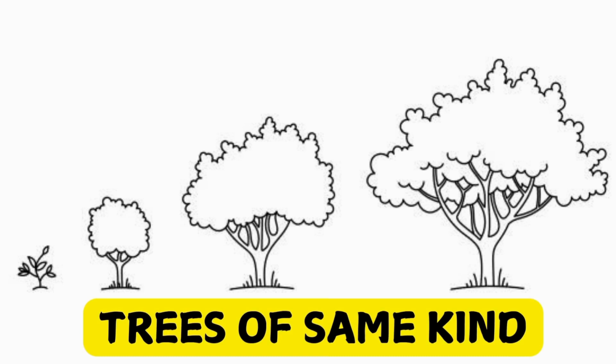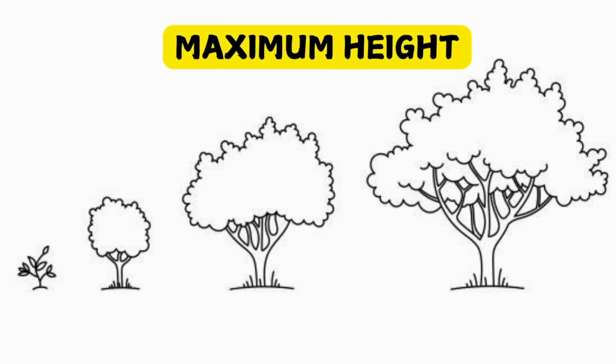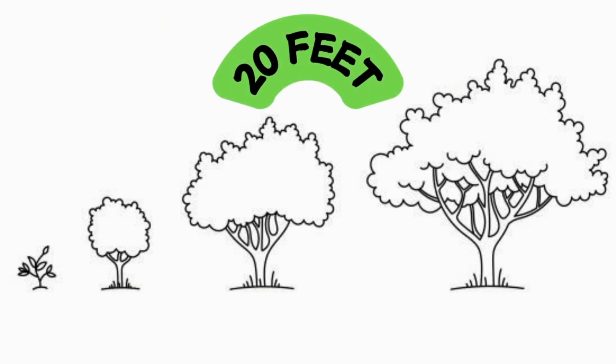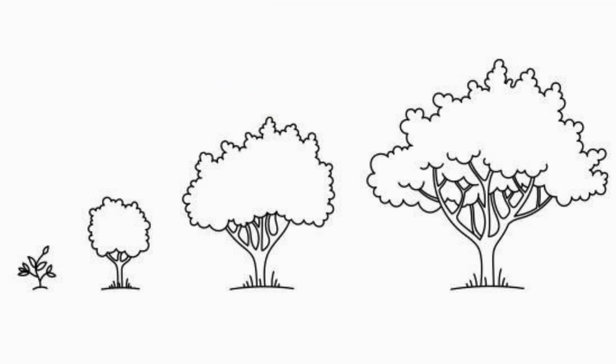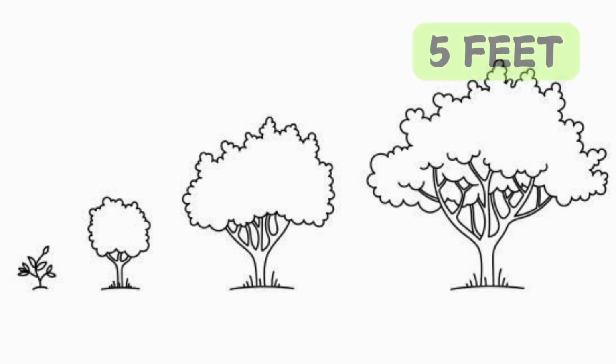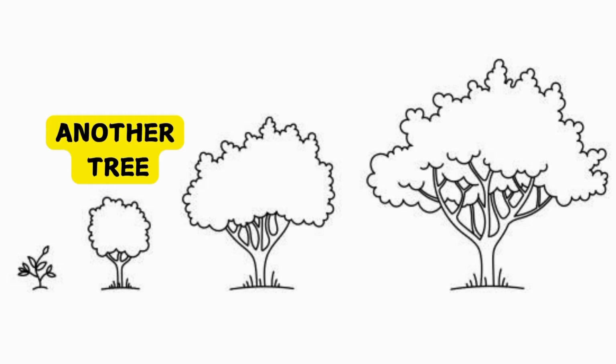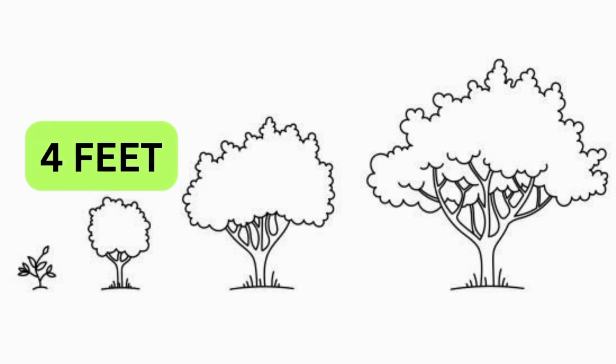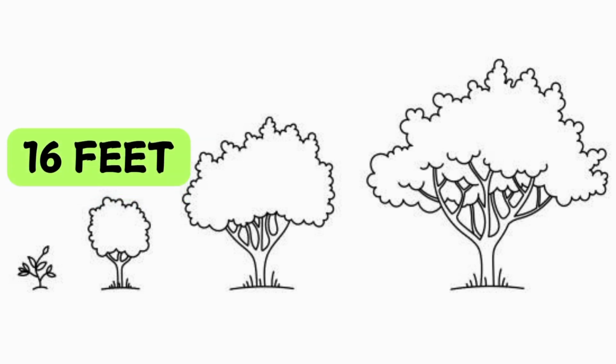Assume there are two trees of the same kind and the maximum height they both can reach in their lifetime is 20 feet, and one of the trees has already grown to a height of 15 feet and therefore it can grow just 5 feet more because it has a limit of 20 feet, and another tree has reached a height of just 4 feet. That means this second tree has a lot of room for further growth and it can grow 16 more feet to reach a height of 20 feet.